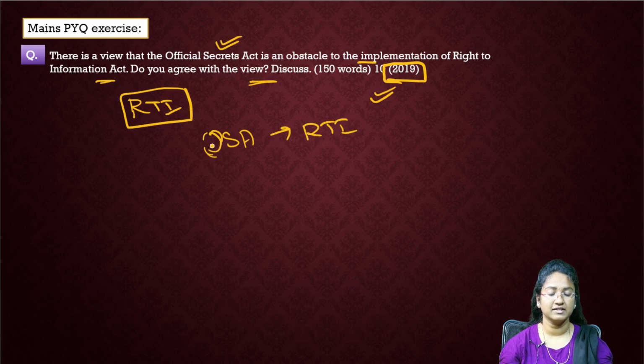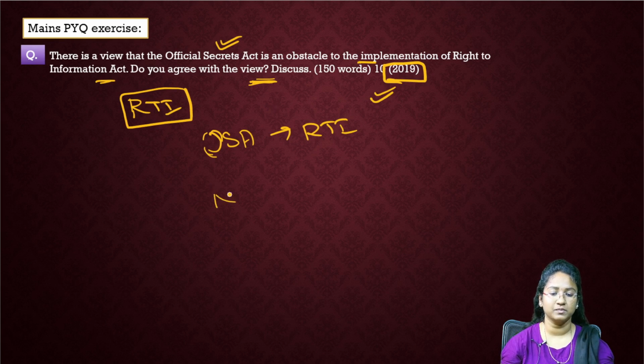This Official Secrets Act was enacted in the colonial period in 1923, right? So this was an act right from the colonial period, and this is a bit of a hindrance or an obstacle to our Right to Information Act. So this is why a question was given regarding this Official Secrets Act. So this is definitely a hindrance to right to information.